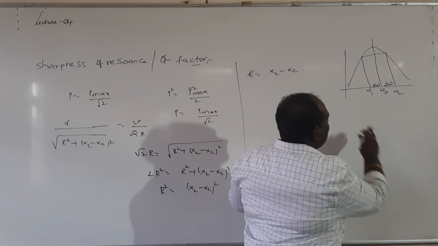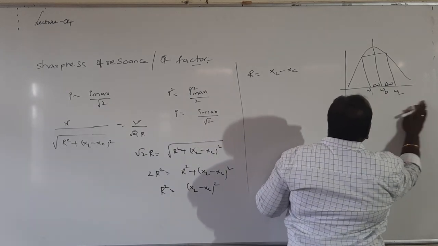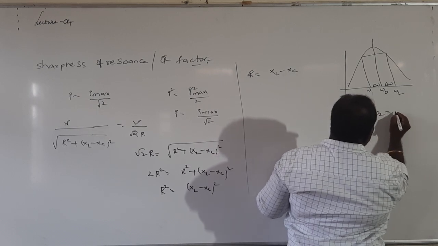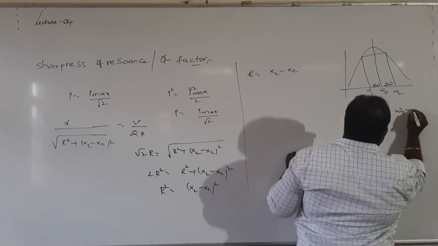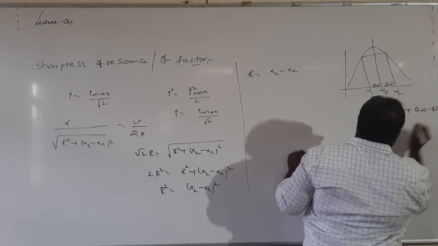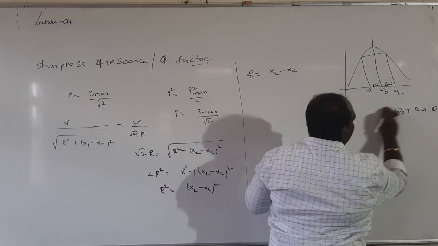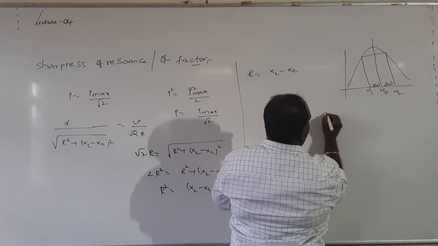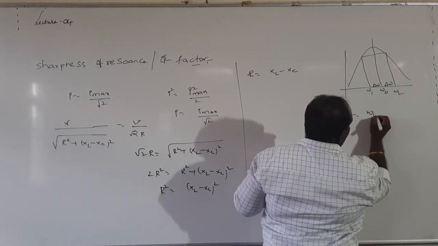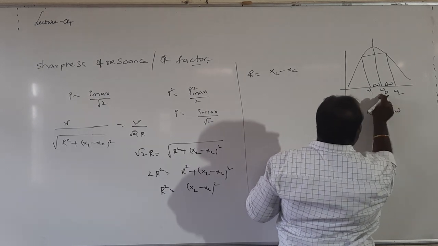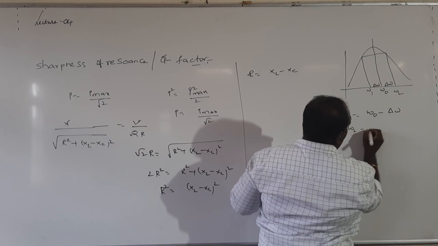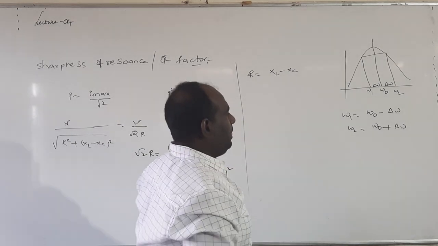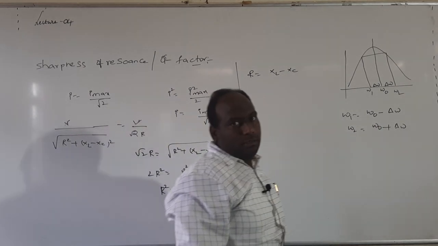So I am going to write the omega 2 value as omega 2 is equal to omega naught plus delta omega. This is one equation. Next, I am going to write omega 1 is equal to omega naught minus delta omega. Omega 2 is equal to omega naught plus delta omega. These are the two relations between half power frequencies and resonance frequency.